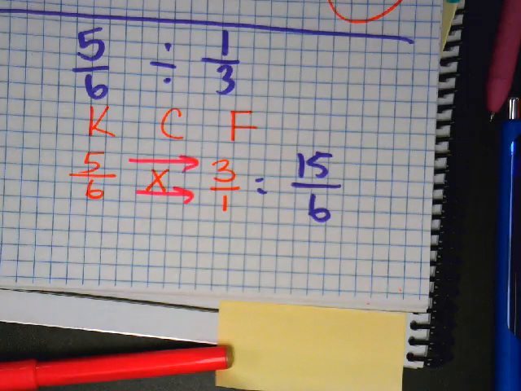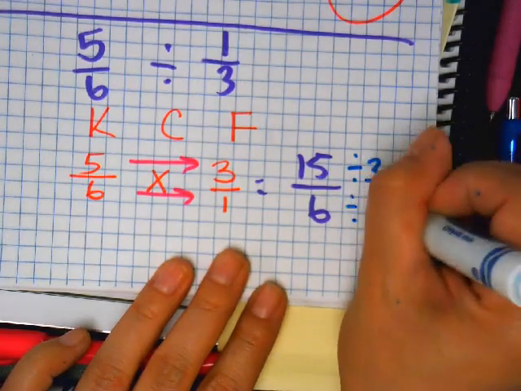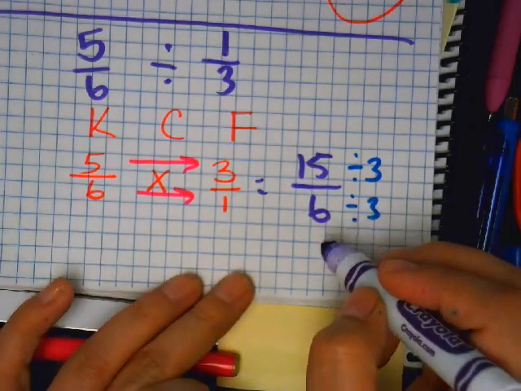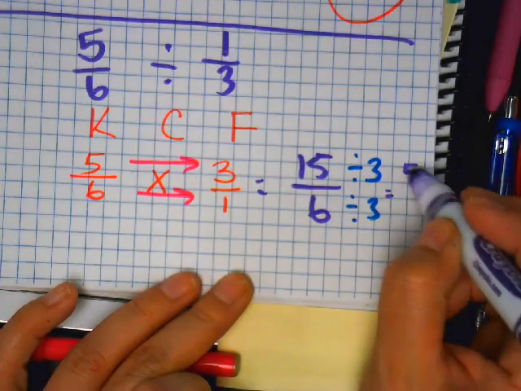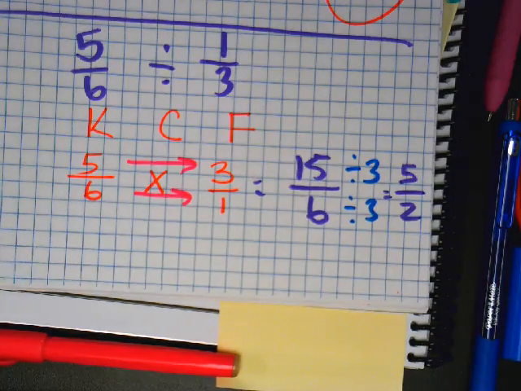What magical number can I divide 15 and 6 by? 3. I love it. Now, if you simplify the corners, you don't have to do this part. But since we didn't simplify the corners, we got to do it right now. So this is equal to 5 over 2. 5 halves.